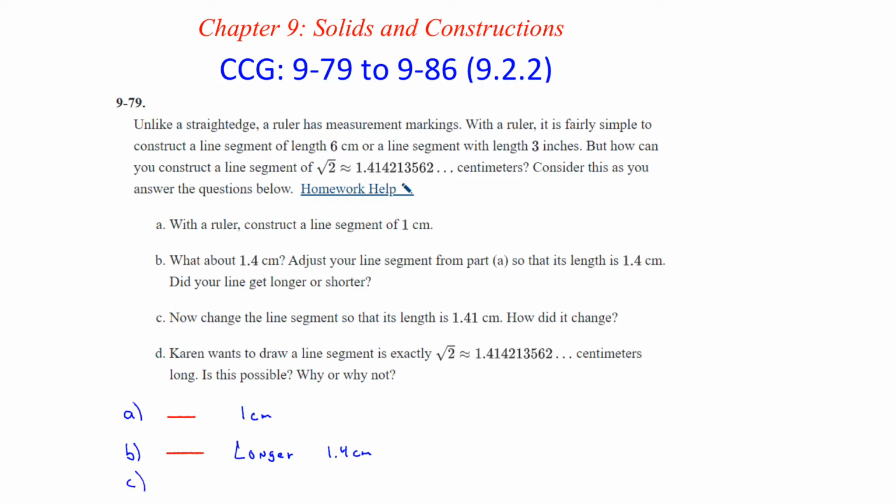Part C, now change the line segment so that its length is 1.41 centimeters. So we've gone from 1 to 1.4 to 1.41, and so it'll be just a little bit longer than the first or the second one. And then D, Karen wants to draw a line segment that is exactly the square root of 2 centimeters long. Is this possible? Why or why not?